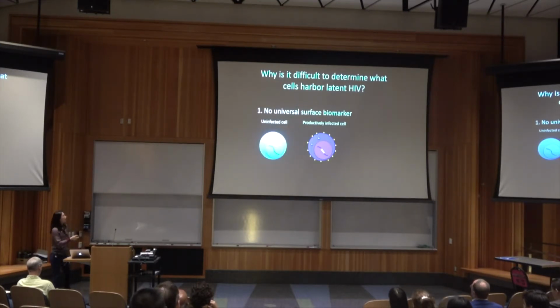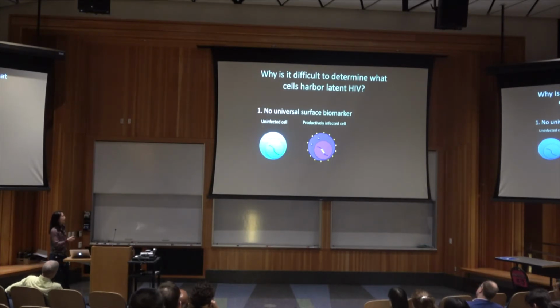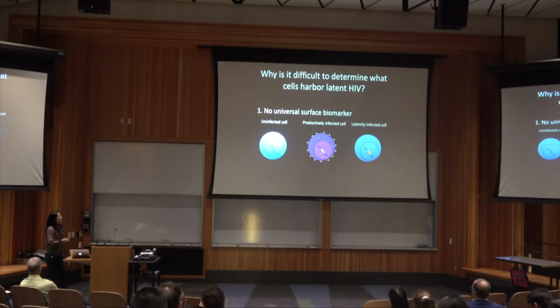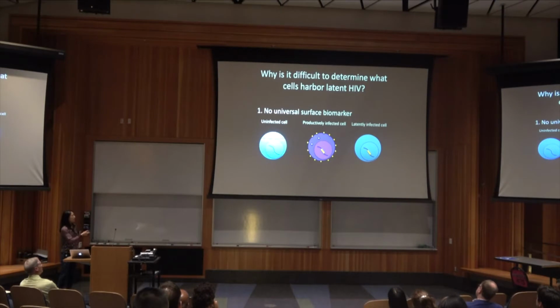To represent that, here is a representation of an uninfected CD4 T cell, where this is the nucleus, this is the genomic DNA. In contrast, a productively infected cell looks very different. There's integrated HIV DNA, and that DNA is firing off a lot of HIV RNA, which gets produced into HIV proteins. You can identify these infected cells, for example, by staining using antibodies against HIV proteins and then identifying these cells by FACS. In comparison, however, a latently infected cell looks quite similar to an uninfected cell. There's integrated HIV DNA, but for the most part, that DNA is silent, and there is no cell surface protein that can distinguish this cell from this cell.